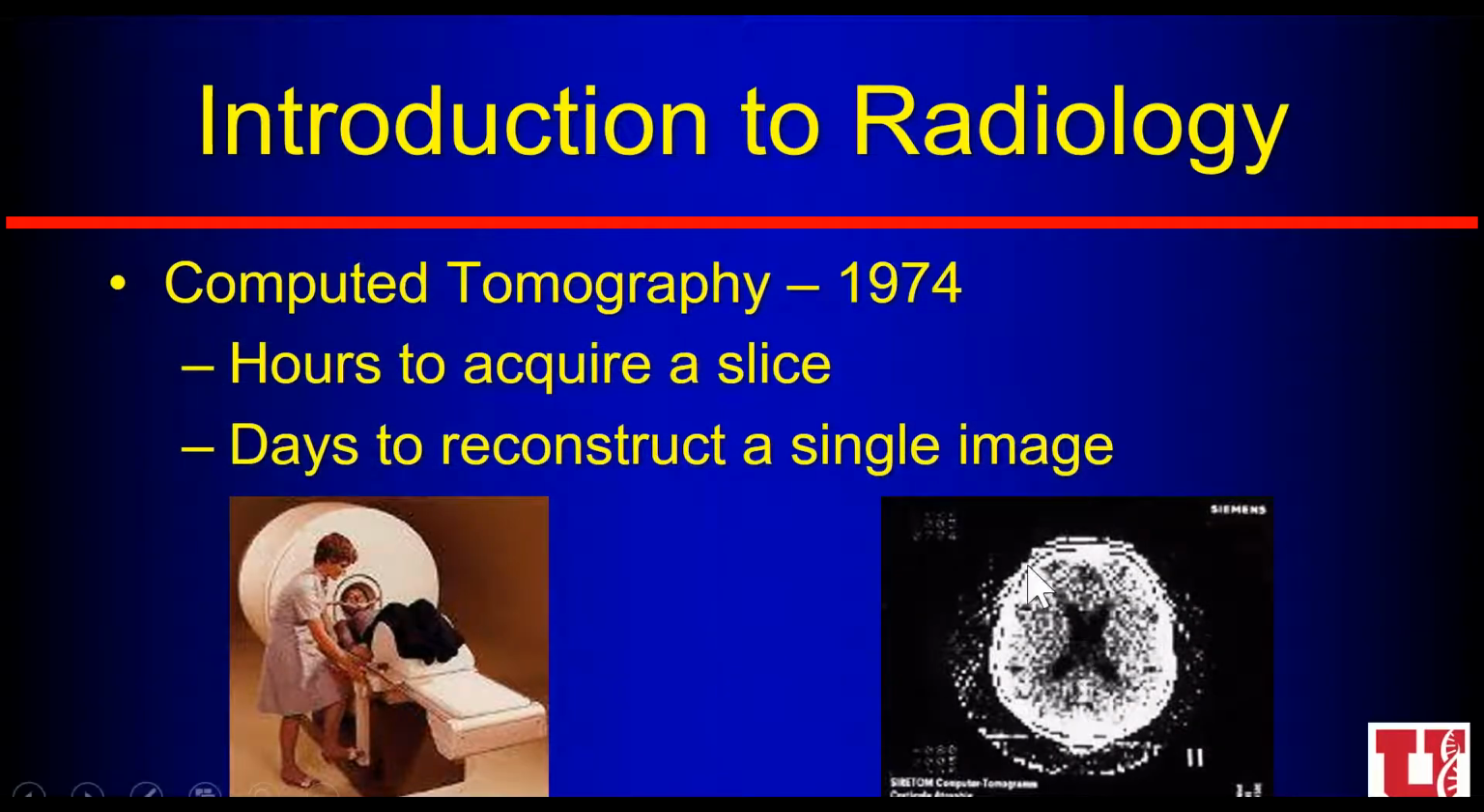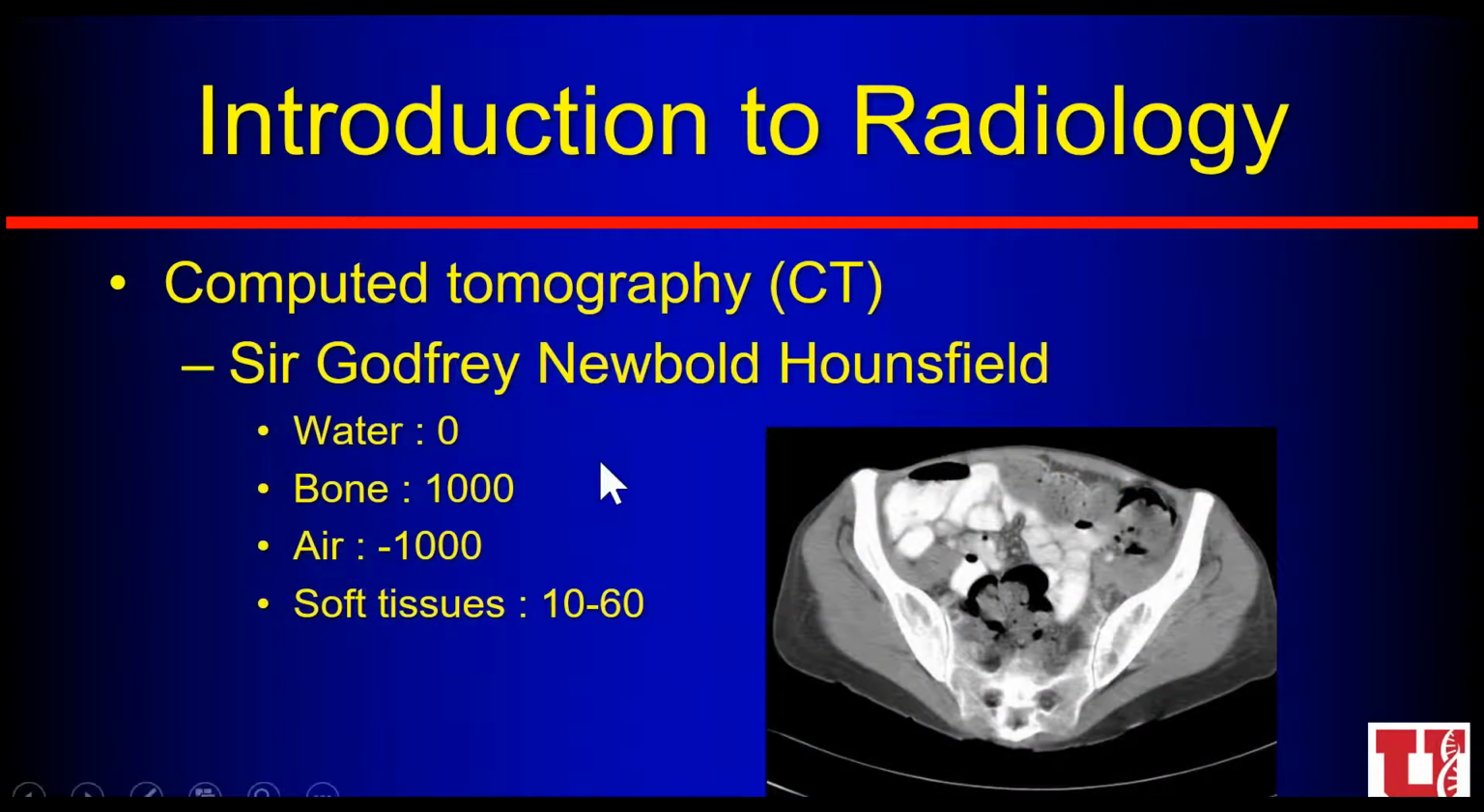So in 74, this is one of the first head CTs. You see how rough that looks. And it actually took hours to just acquire a slice. And you didn't see any images for a couple of days afterwards. So you get an idea of how fast it is now that we instantaneously see all these images. Sir Godfrey Hounsfield is what we named this.